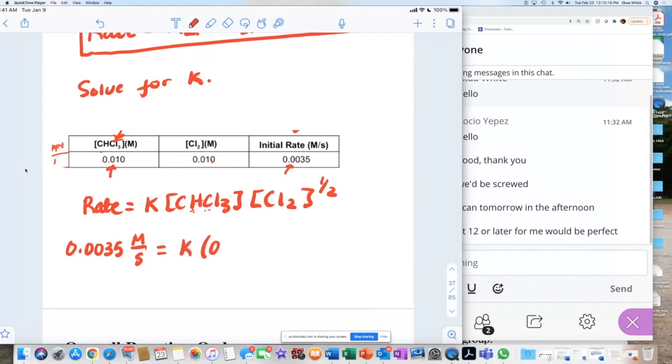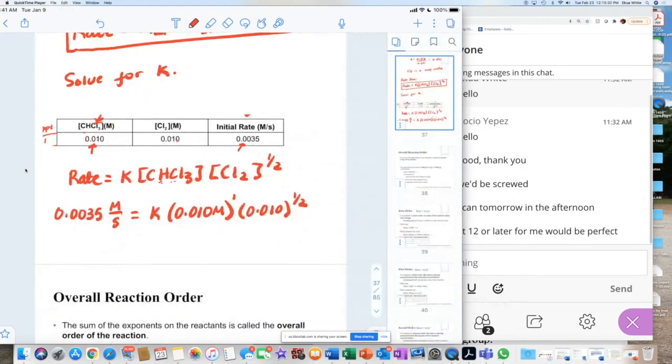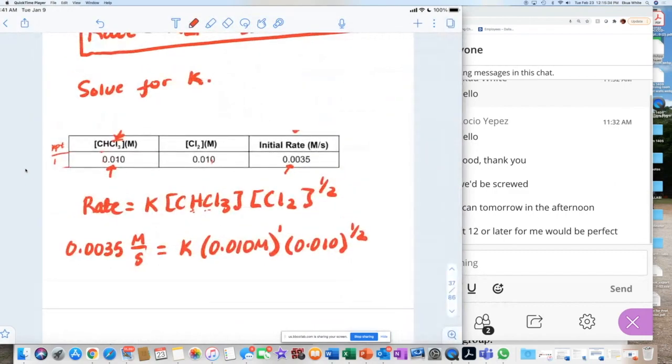For second order, rate equals k times 0.010 a raised to the power 2. Raised to the power 1, the 1 is implied. Let me add some more here. 0.010. Not all the questions will be about the implications, but some questions will. So that's why I'm going over this. Rate has a unit of m over s.